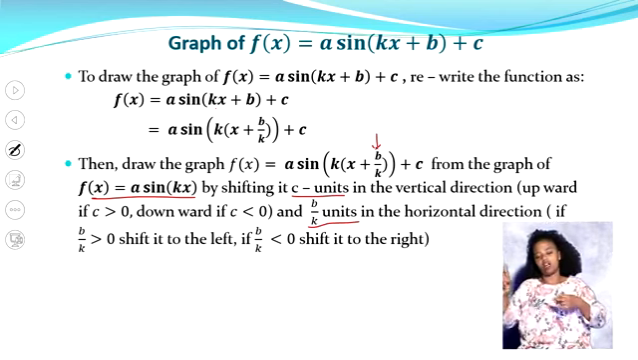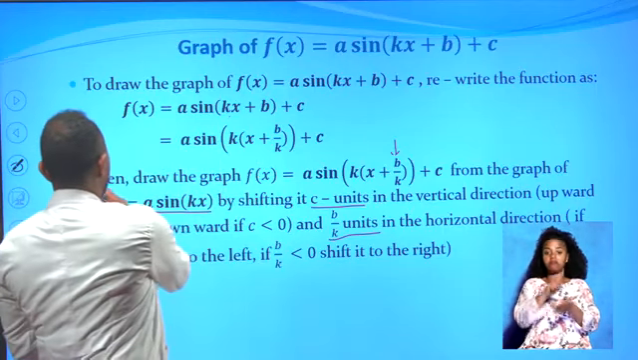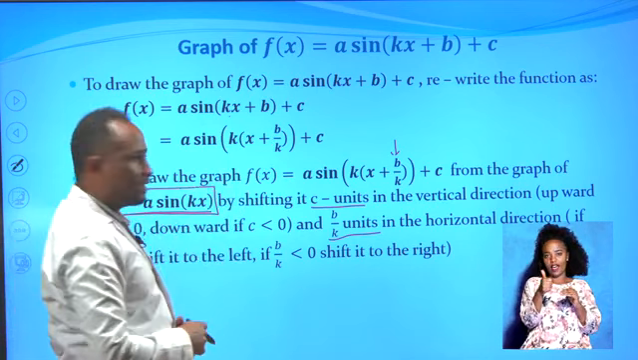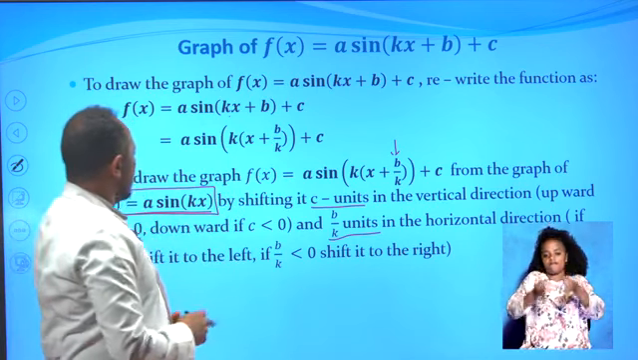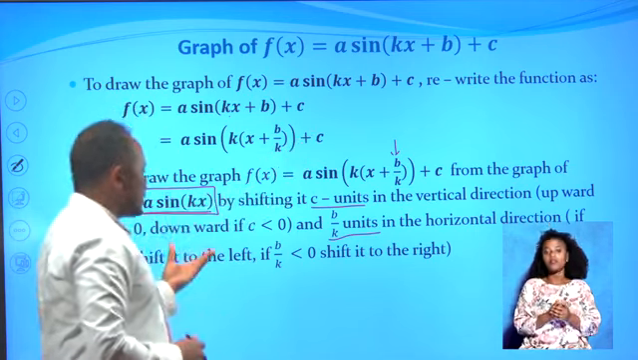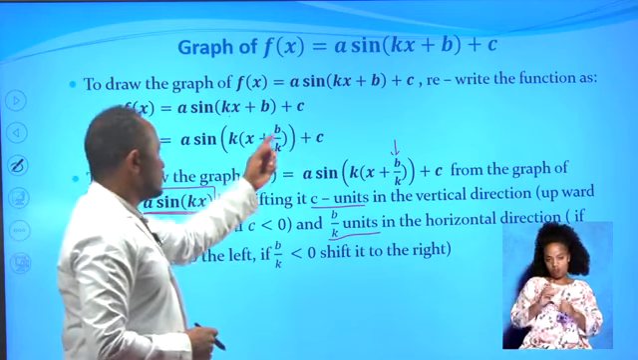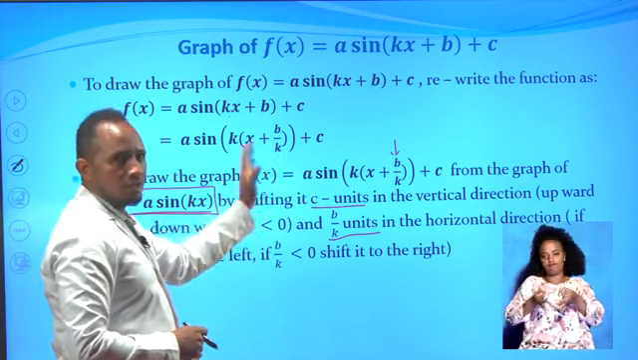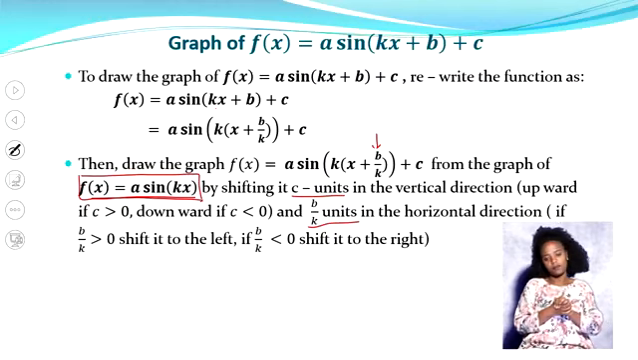So simply, you can draw the graph of this expression from f of x equals a sine kx. How? By shifting. First, you shift c units down or up depending on the sign, and then you shift b over k units left or right depending on the sign of b over k. If it's negative, you shift to the right. Positive, shift to the left. So let's see an example for this.